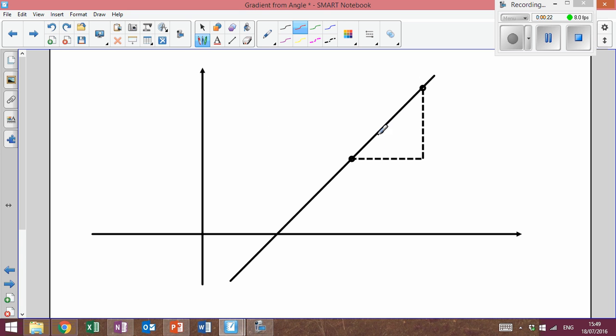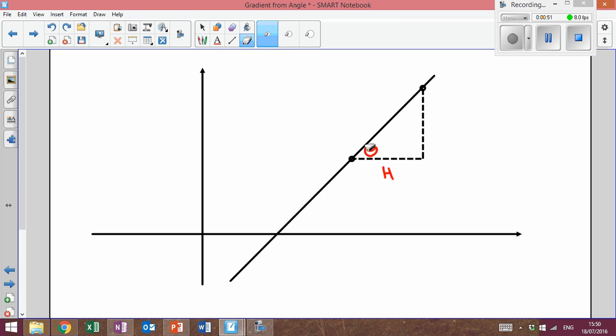So we're looking to find the gradient of this line. Now we already know that to find the gradient of the line it's going to be y2 minus y1 over x2 minus x1, or the vertical divided by the horizontal. What we're going to change here is that rather than just being able to see the size of the vertical and the size of the horizontal, we're going to be given an angle with a horizontal instead.